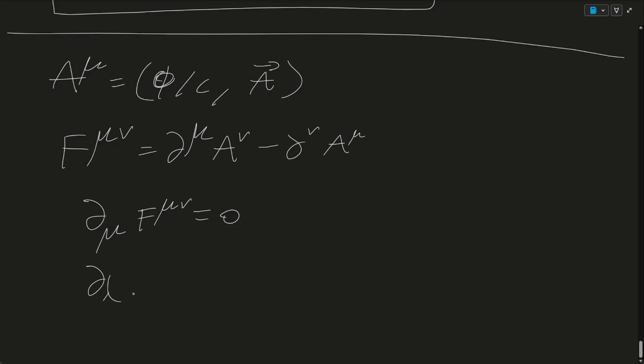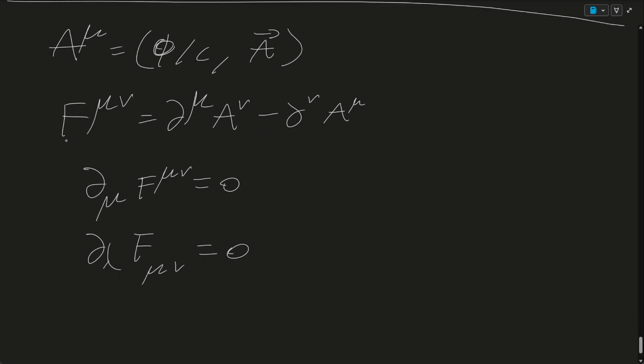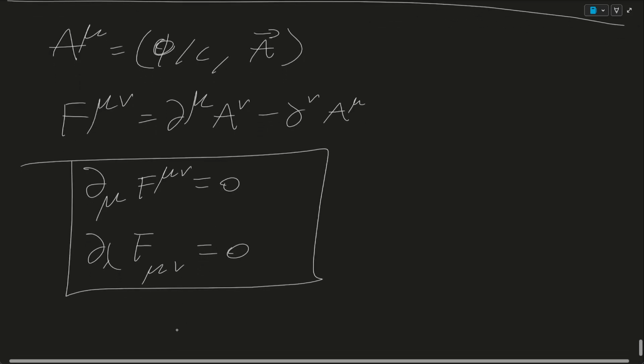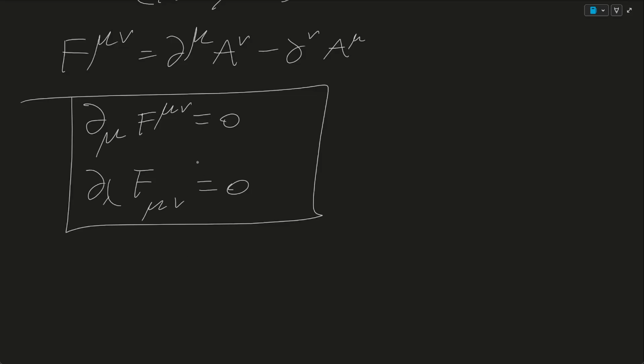Lambda is what I was attempting to do. d lambda F mu nu equals 0. Right. These are our tensorial Maxwell equations. This is coding for Gauss's law and Ampere's law, and this is coding for Faraday's law, and I don't know what to call it. No monopoles, the magnetic monopoles law.